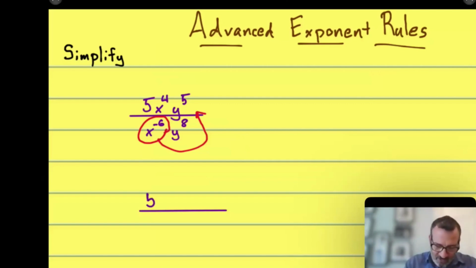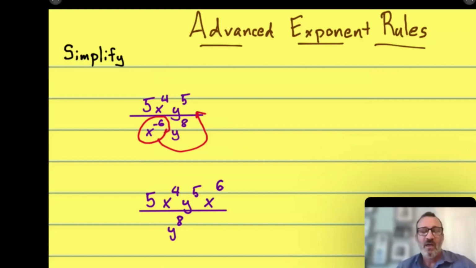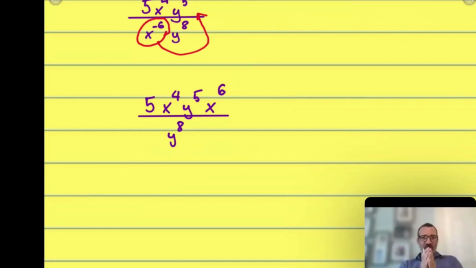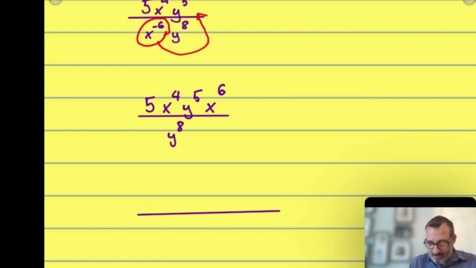So here we will have a 5, x to the 4th, y to the 5th, y to the 8th on the bottom, and then this x to the negative 6 will be in the numerator now, and it's going to be x to the positive 6. Usually if I can get rid of my negative exponents, that's the first thing I do. Now, you could put these two x's together using the product rule, and you could put the y's together using the quotient rule. But one of the things I say all the time with my students is, when in doubt, write it out.